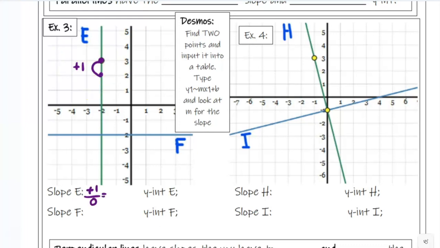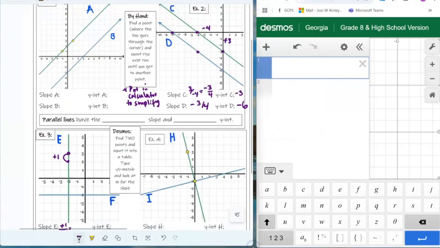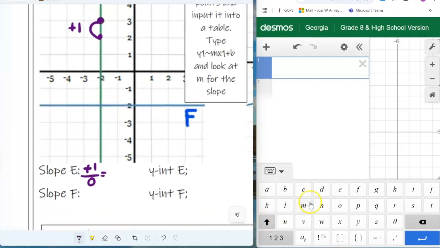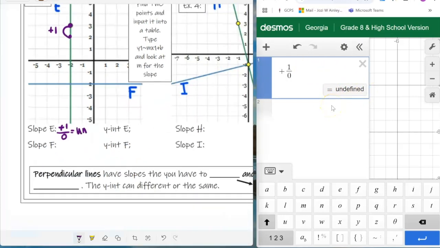Now, I'm going to put this in the calculator in case you do not know what happens when you try to divide by 0 in the calculator. So I'm going to put +1 divided by 0. What happens? It's undefined. Okay, so the slope of E is undefined.